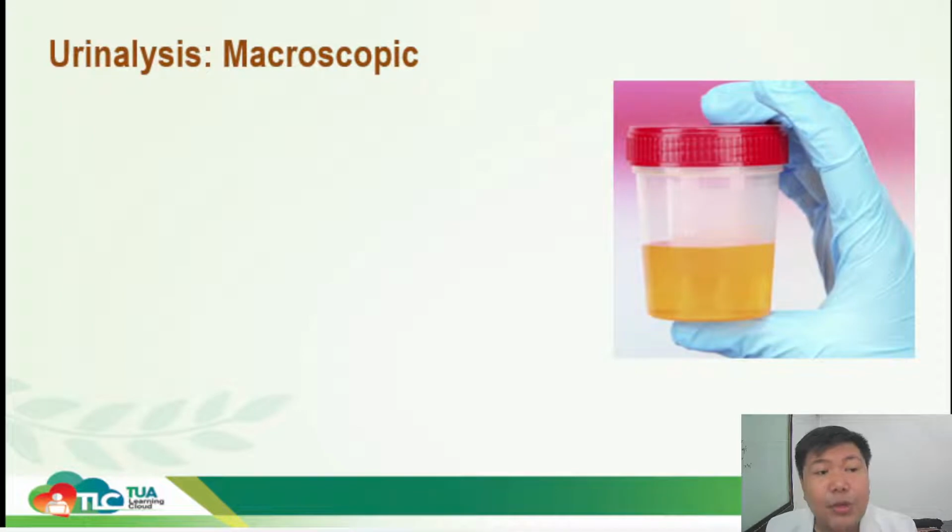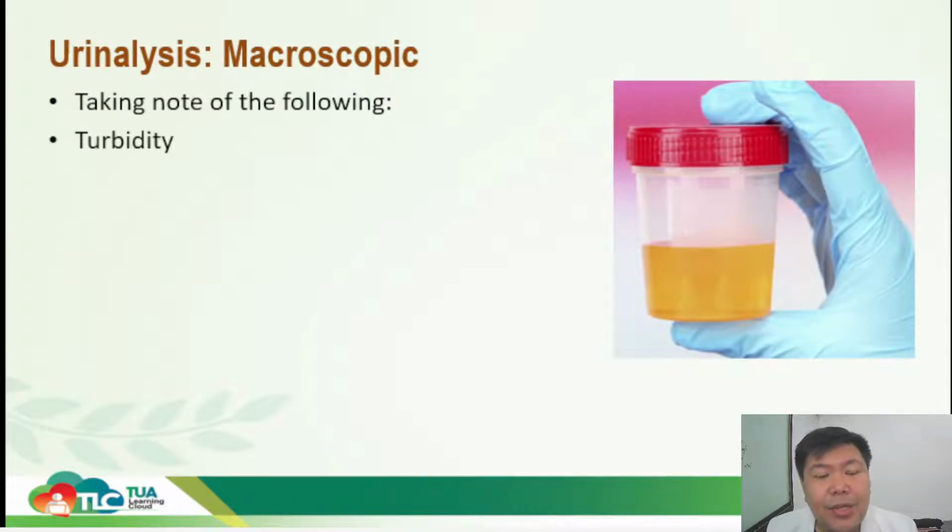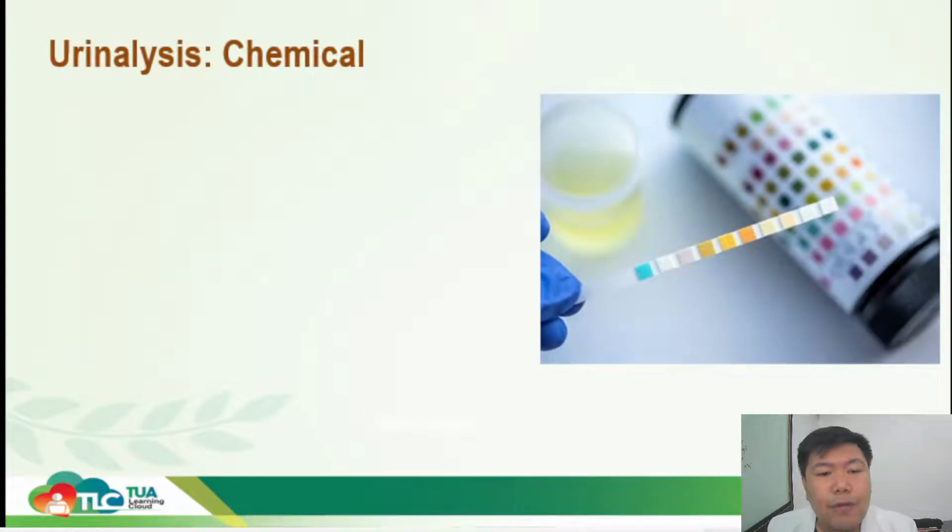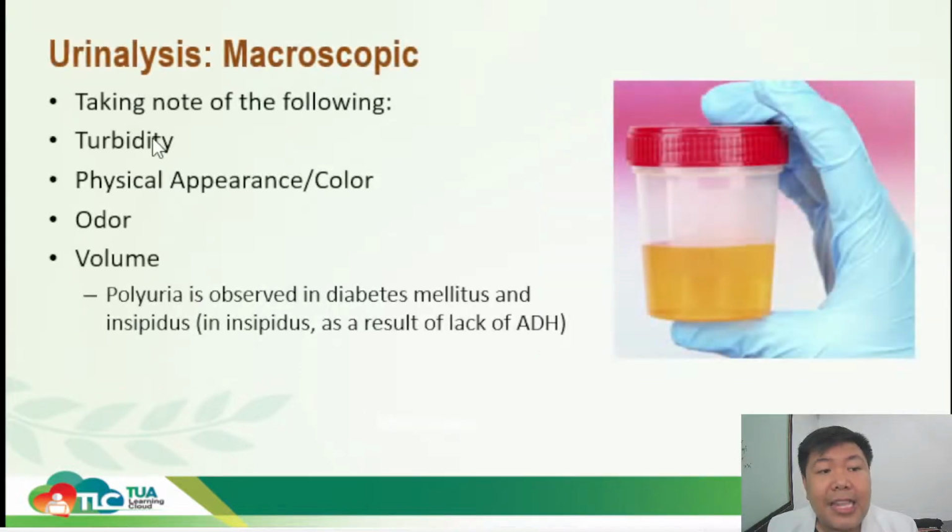So for the macroscopic analysis of urine, we take note of the following. We take note of turbidity, meaning the clearness of the urine. Because when it is too turbid, or when the urine appears cloudy, then it may give us a clue that maybe there is an infection, maybe there is contamination, or maybe there is dehydration in the patient, anything that can make the urine turbid or cloudy.